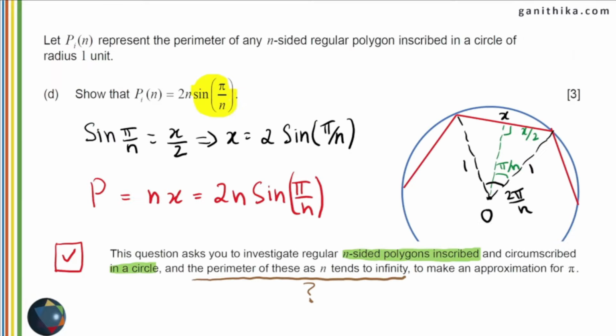paper. So let's continue. Question E is asking you to use an appropriate Maclaurin series expansion to find the limit of P_i of n and interpret this result geometrically. P_i of n is as given in the previous step. P_i of n is the perimeter of the n-sided regular polygon inscribed in the circle. So I represents the inscribed circle part. So P_i of n is the perimeter of the inscribed regular polygon.